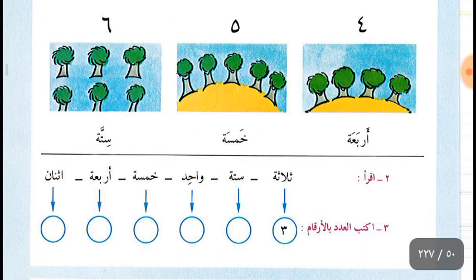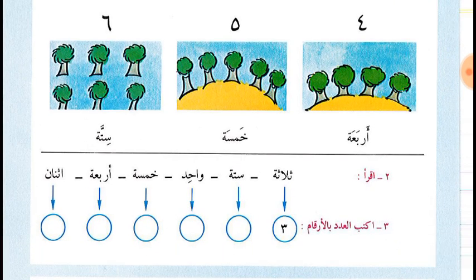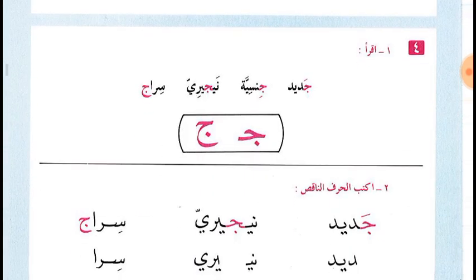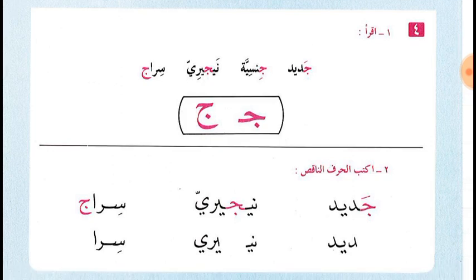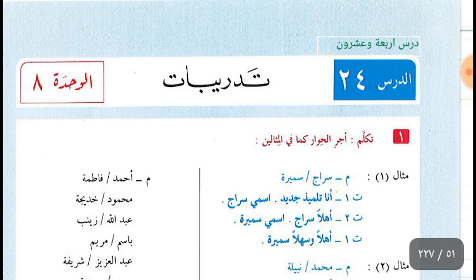Then we have repeat. Read this card. Arba? Yes. Hamsat. Yeah. Okay. Then read. Salasatun. Sitatun. Wahidun. Hamsatun. أربعة، اثنان. Okay. اقرأ: جديد، جنسية، قلم نيجيري، سراج. Okay. Then write on the next page.